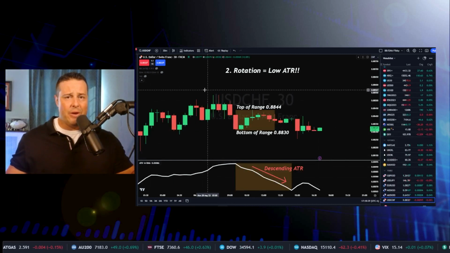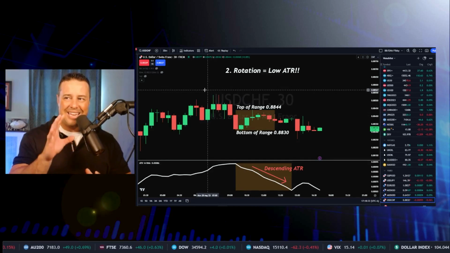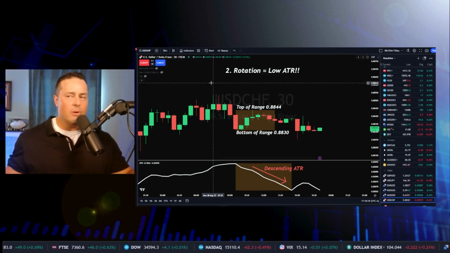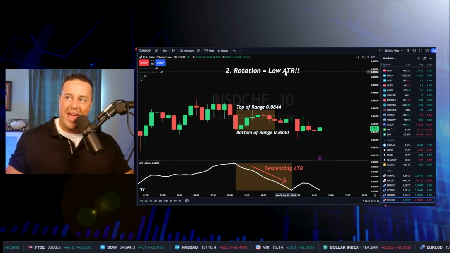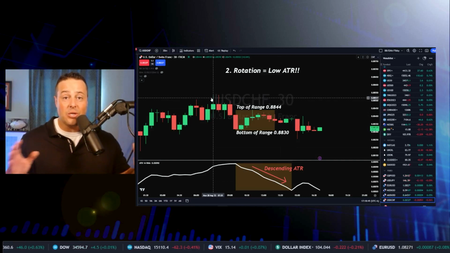Number two is how to trade rotation. Now, this is a little bit trickier because you have to be astute with identifying a range. It's still relatively straightforward. So the first thing we're going to do is look for a period of a low ATR or a descending ATR. Now, as you can see right here, a 30-minute US dollar Swiss franc chart.